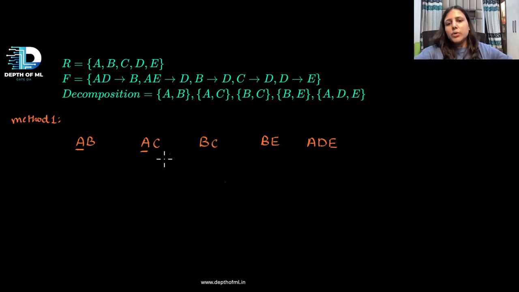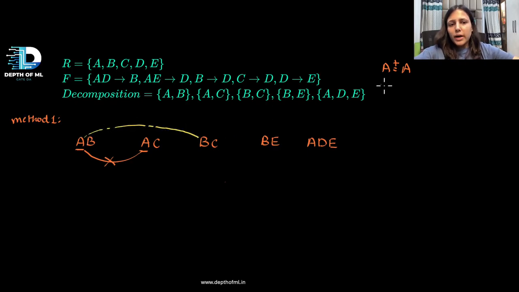For that, we'll find the closures of these attributes. So we'll find the closure of the common attribute, which is A. The closure of A is A only, right? It can't determine anything else. So A can't determine B and A can't determine C, so these two cannot be combined together. No problem. We might be able to combine it with some other table. Let's try to combine it with the table BC.